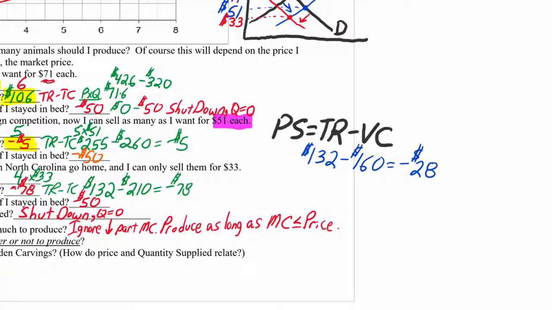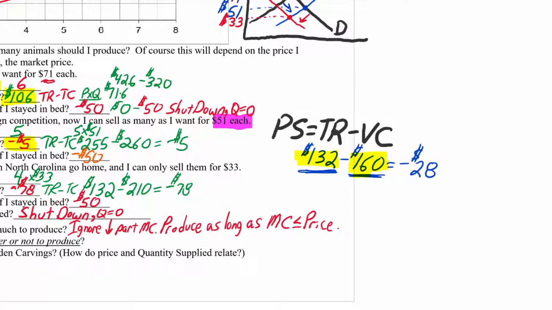This is bad, and this is what's going on here. The reason why we should shut down is if we call in our employees, let's just think about our variable costs as just being labor costs for a moment. If we produce four units and we call in our employees, we owe them $160 for producing the four units. When I go and sell those four units, I'm only going to bring in $132. Wow, by calling in my employees, I'm not going to have enough money, if I take my entire revenue, to be able to pay just for calling in my employees there. So that's why we shouldn't do it.